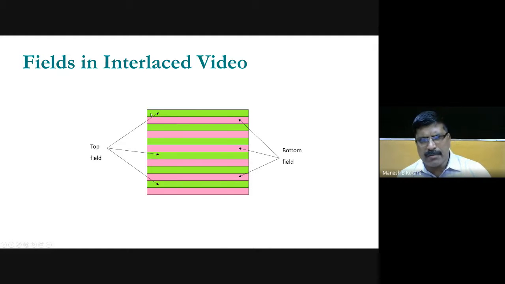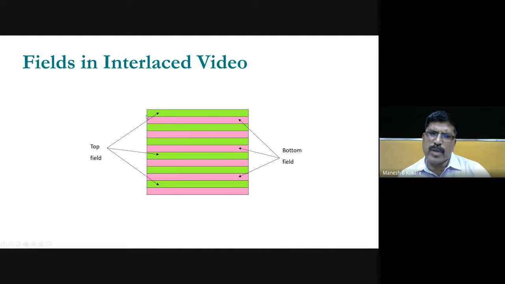In interlaced scanning, we first scan the odd lines: the first one, then the third one, then the fifth, seventh, ninth, and so on. That way the odd lines are scanned first, and then the even lines are scanned after all the odd lines are done.